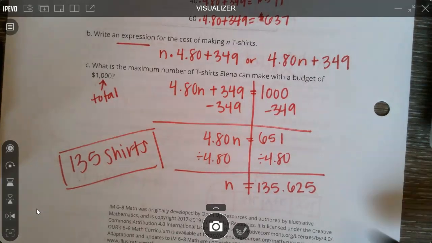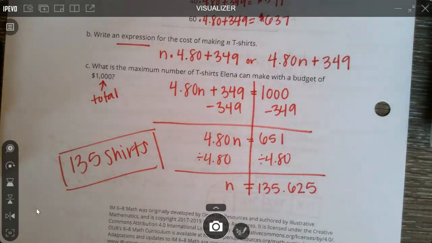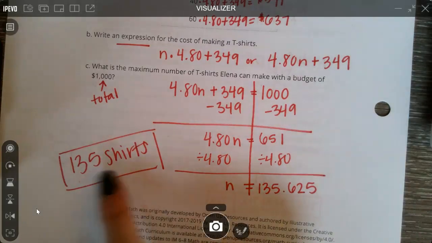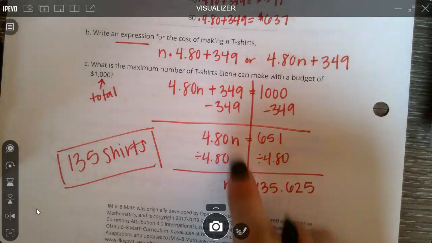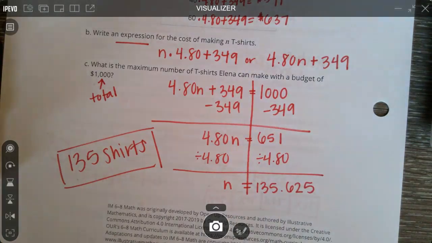Alright? I can't make this amount of shirts. It doesn't make sense. You can't make 0.625 shirts. So, you got a point for this, you got a point for this, and you got a point for showing your work, working through the equation. Let me know if you have questions.